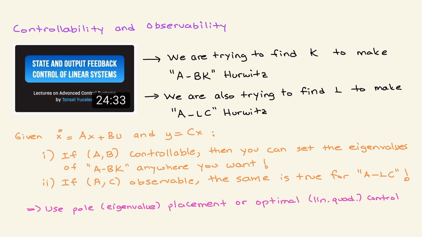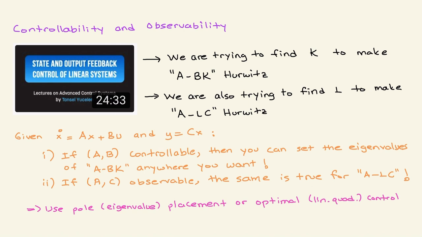Basically, in controls, we would like to make some matrices Hurwitz, like A minus BK or A minus LC. And I would like to talk about the dual notions of controllability and observability. Basically, how I use them in my daily life is that, given x dot equals Ax plus Bu and y equals Cx, if the pair AB is controllable, then I can place the eigenvalues of A minus BK anywhere I want by choosing an appropriate K.